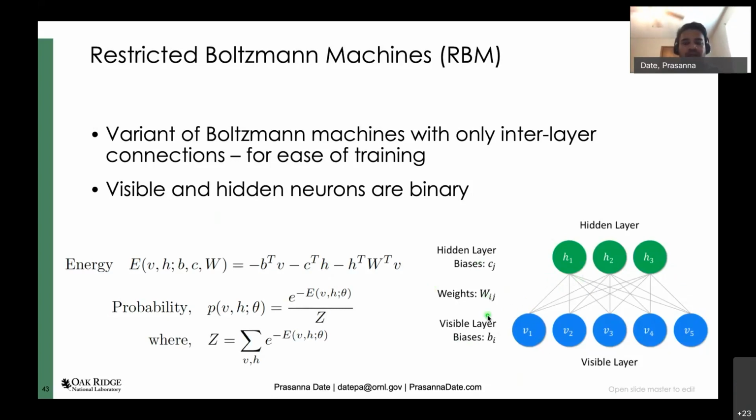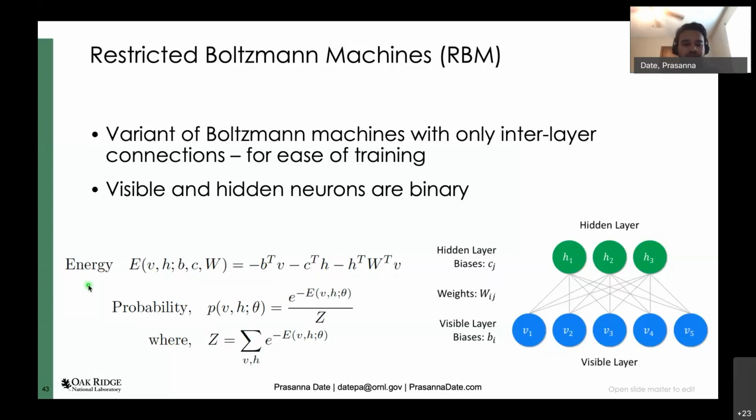Okay, so we have this notion of energy of this RBM, and the energy is given by this expression where V is an m-dimensional binary vector, H is an n-dimensional binary vector, and the dimensions of B, C, and W are appropriately organized. B, C, and W are all real valued. So we have this notion of energy of this whole RBM system.